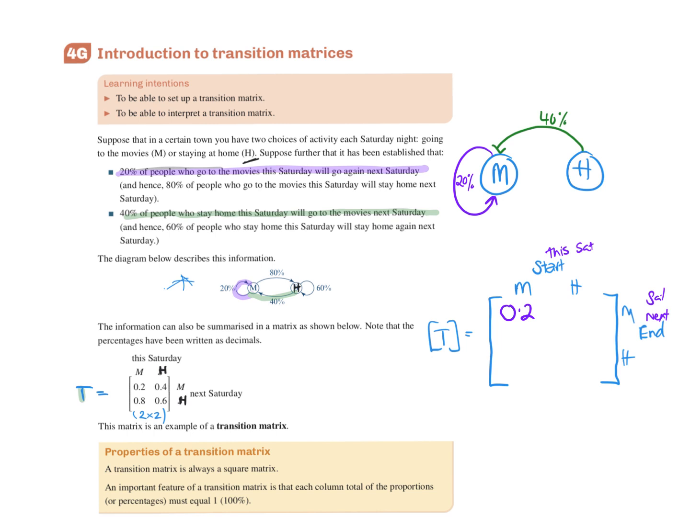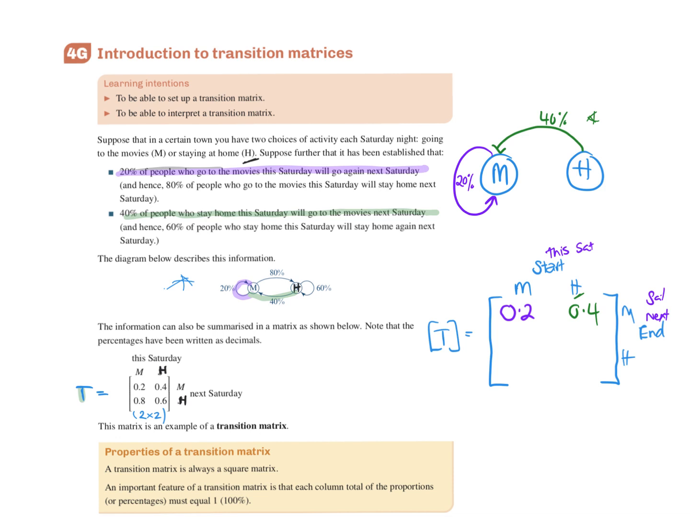Can you see we're on the M to M spot in that square matrix? So we write 0.2. Now, the other piece of information that we wrote in green up here: we're at home this Saturday, so you go here, but we went to the movies the next Saturday. So we write this as 0.4. So that's how we got those two.